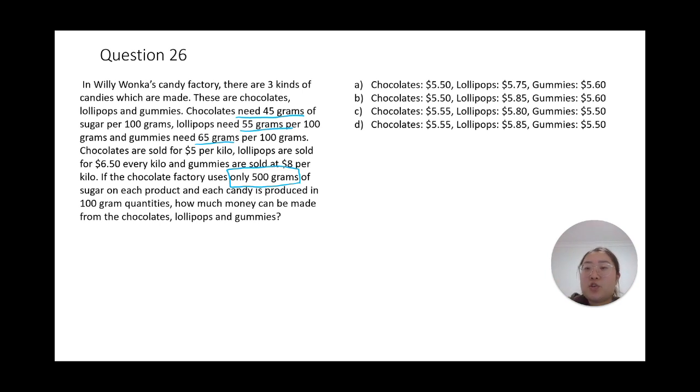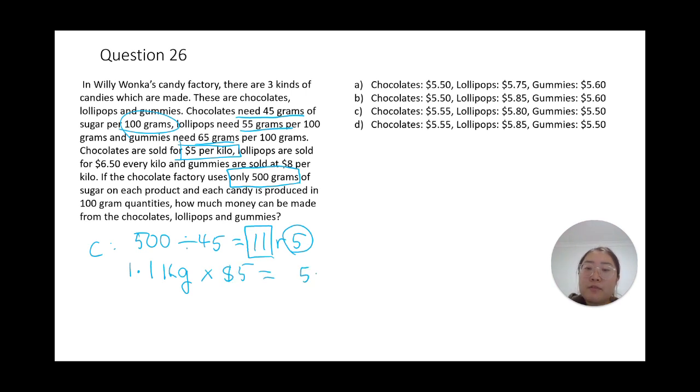Okay, so for chocolate, I'm going to give you an example. You have 500 grams and you're going to divide that by 45 grams. And you get 11 with a remainder of 5. We can't use this remainder, okay? So we're going to only take the 11. What does that mean? Because it's 11 times of 100 grams, okay? It means that there was actually 1.1 kilograms of chocolate produced. Each kilogram is sold for $5 per kilo. So we're going to times that by $5 and we get $5.50 for chocolate.